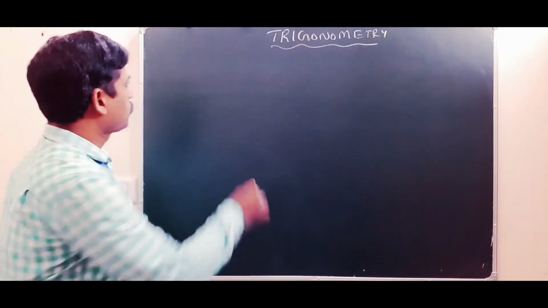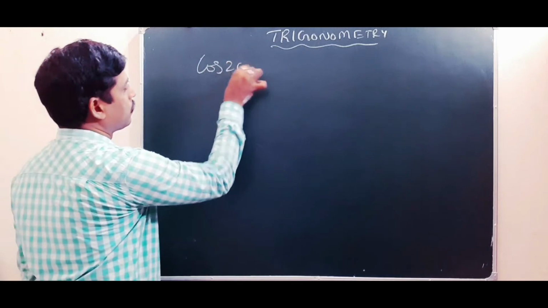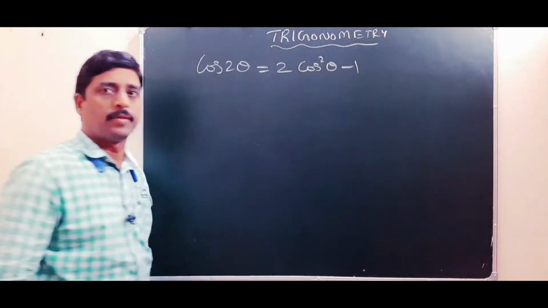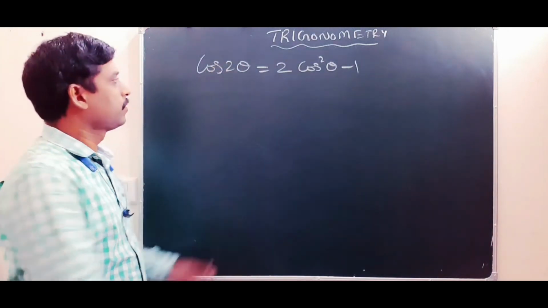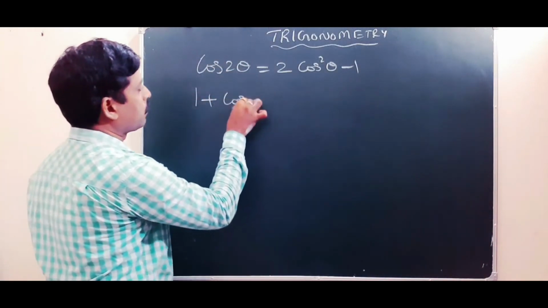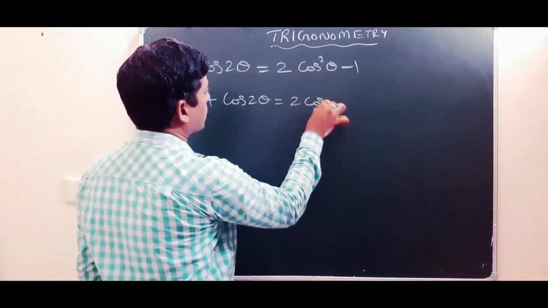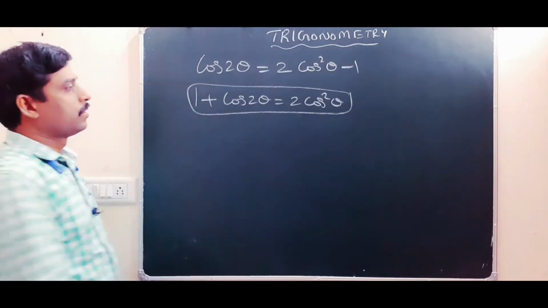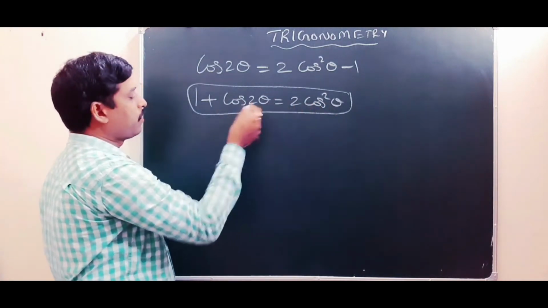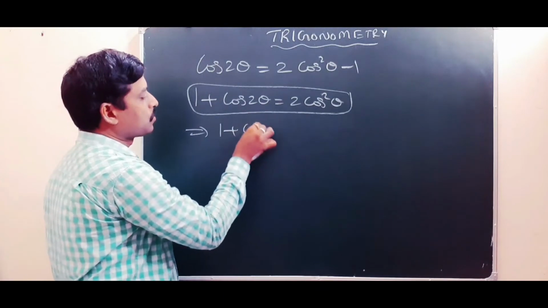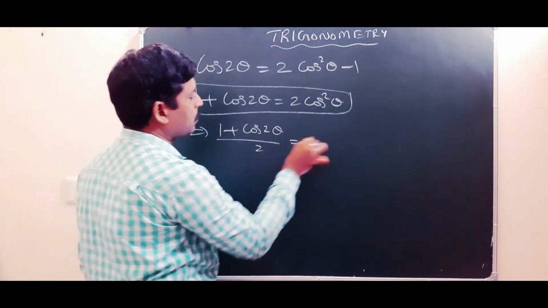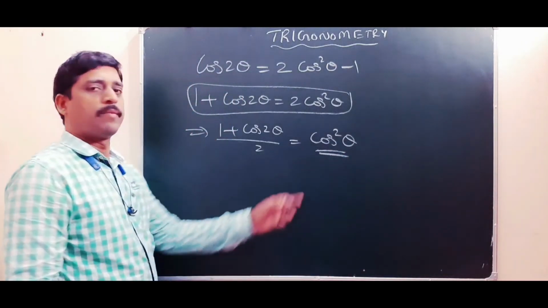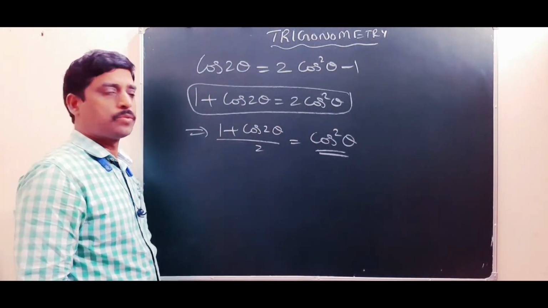Okay. Cos 2 theta formula only in terms of cosine: 2 cos square theta minus 1. This minus 1 bring to the left side. So 1 plus cos 2 theta equal to 2 cos square theta. This is the most important 1 plus cos 2 theta formula. Therefore cos square theta equals this, divide 2 on both sides. 1 plus cos 2 theta by 2 is equal to cos square theta. This is only in terms of cosine. Cos square theta equal to 1 plus cos 2 theta by 2.